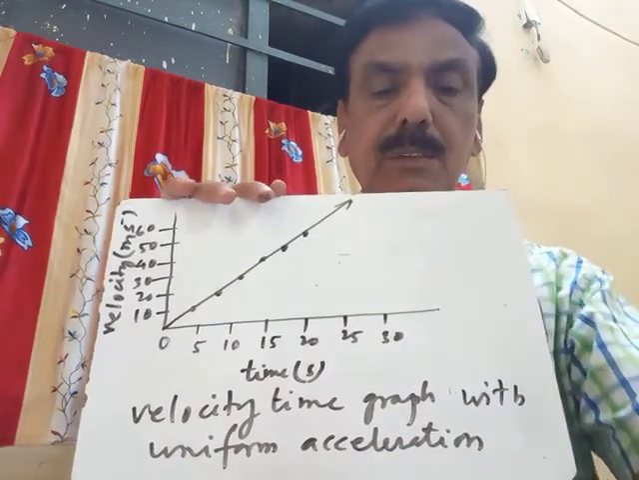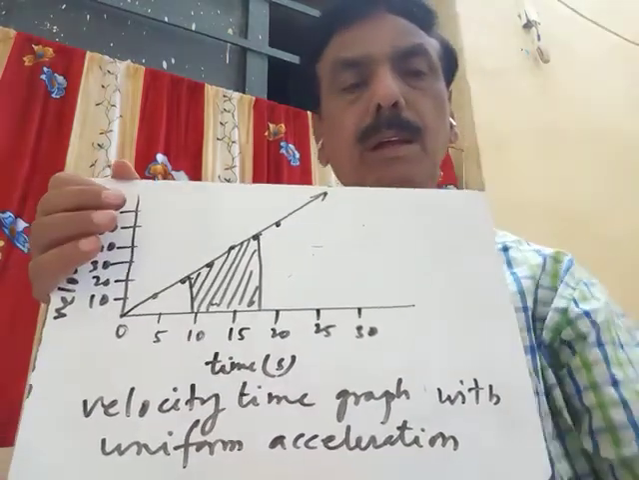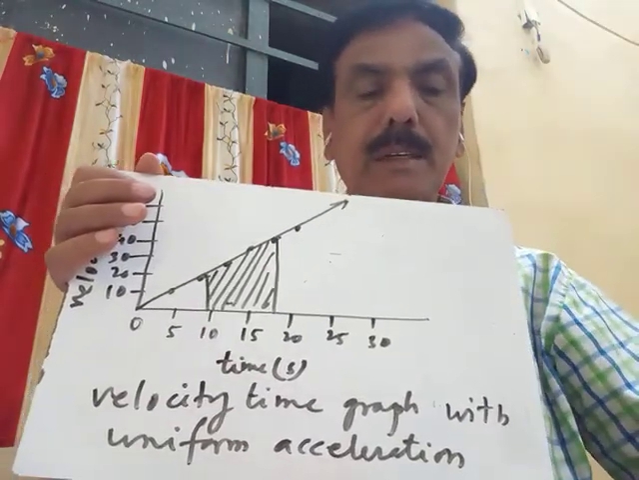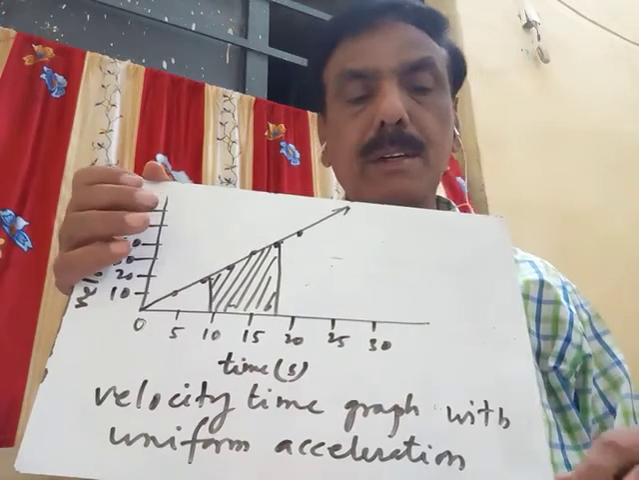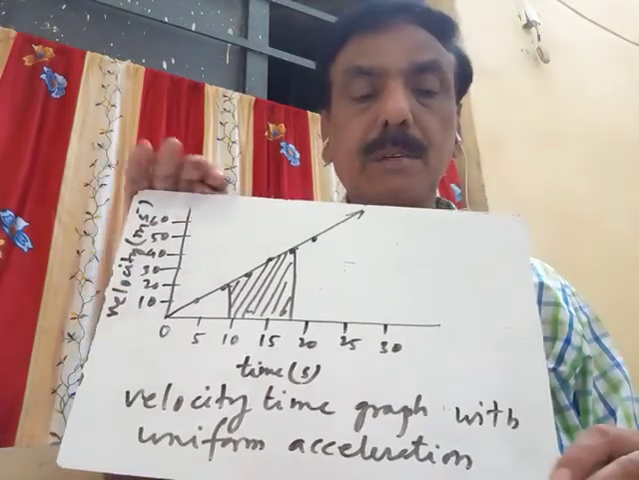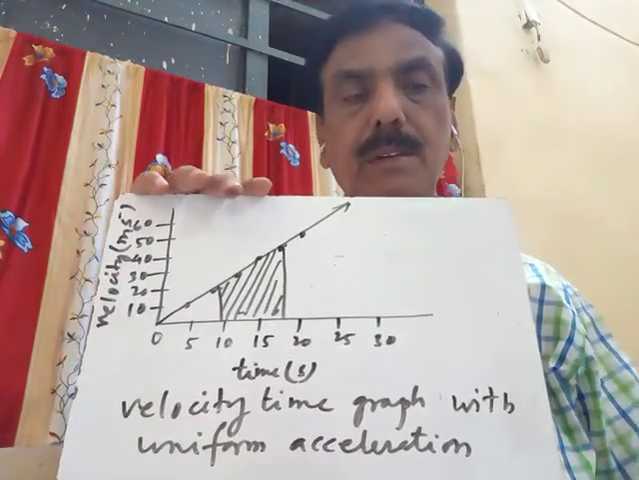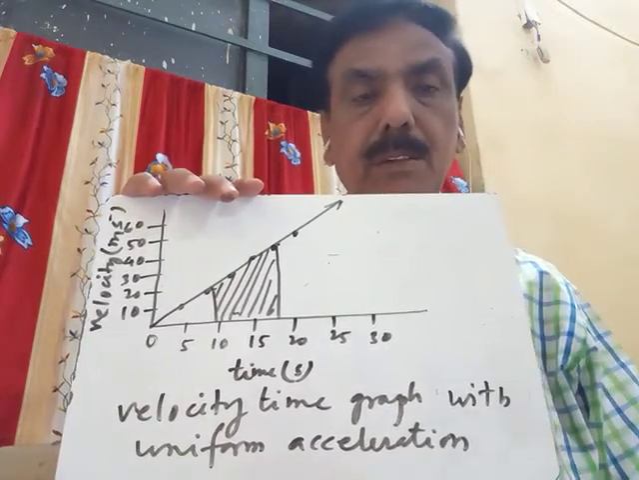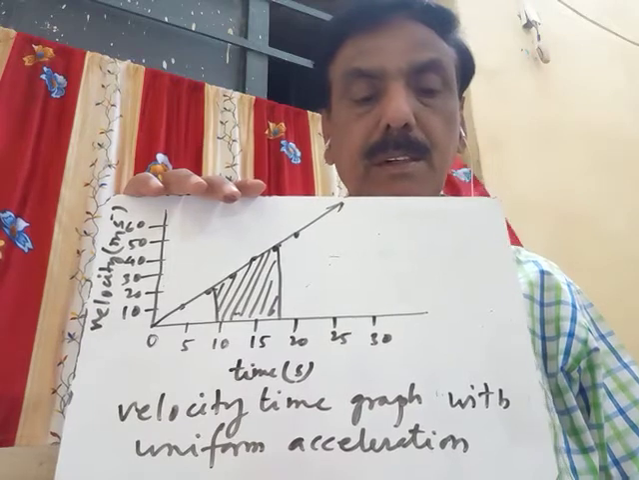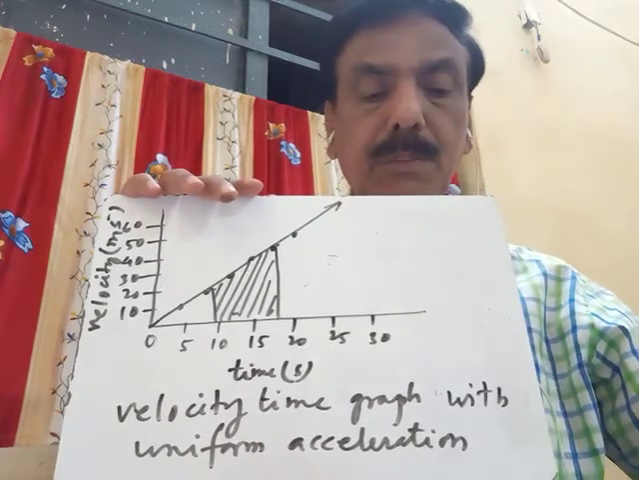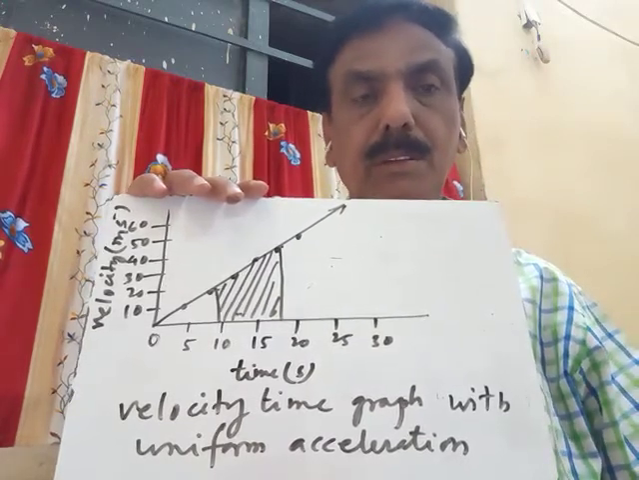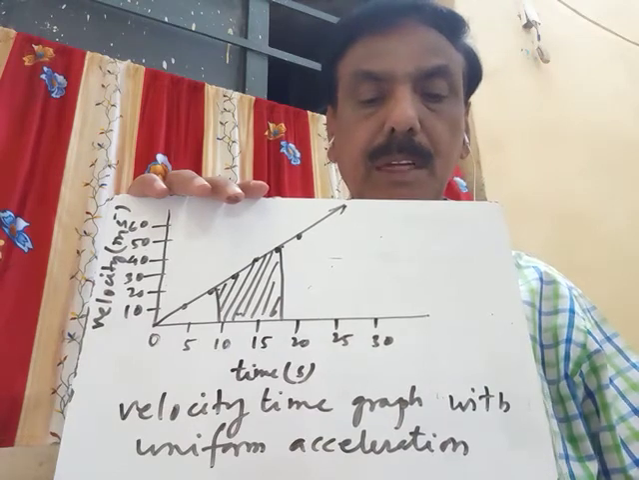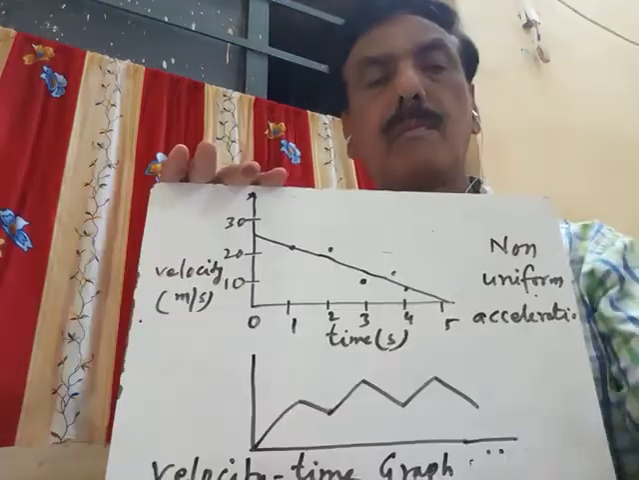So yes, if you want to calculate the distance covered by the body, then we can do it by finding the area of the shaded region. This shaded region will give the magnitude of displacement or the distance covered by the body. Right? Yes, it is.